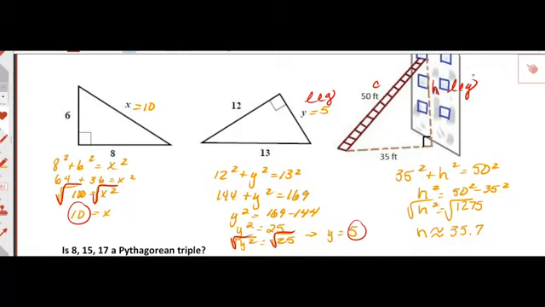So 35 squared plus h squared is equal to 50 squared. We have to square root both sides. And with these little wiggly lines, I'm not using equals, I'm using approximately equal to, because I did some rounding. So h is approximately equal to 35.7, and in this case it would be feet. We can't forget to put our unit.